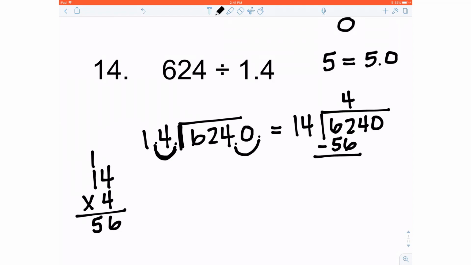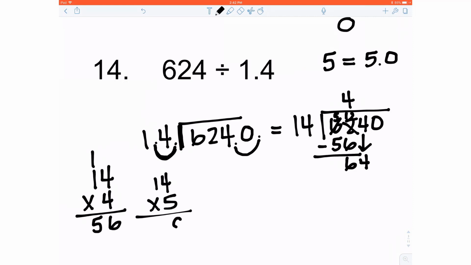12 minus 6, sorry. I can't do 2 minus 6 because 6 is too big. So I have to borrow. This becomes 5. This becomes 12. 12 minus 6 is 6. And 5 minus 5 is 0. So I'm going to bring down my 4. Now, 14 goes into 64. I know it's going to go 4 times because I know 14 times 5 is 70. And I'll work it out here for you.